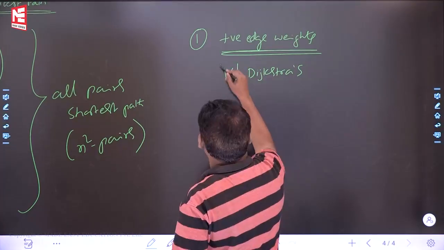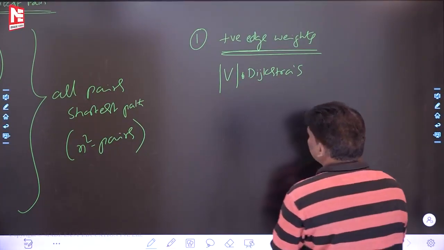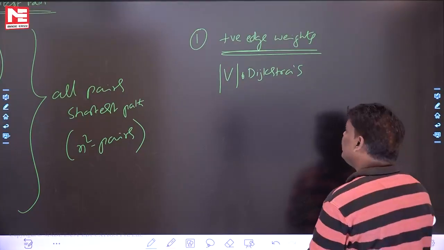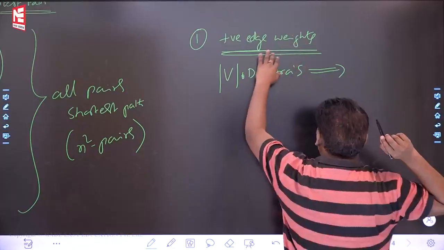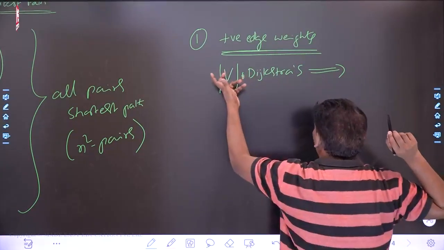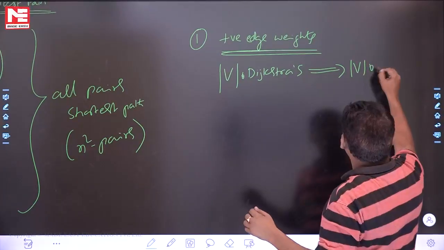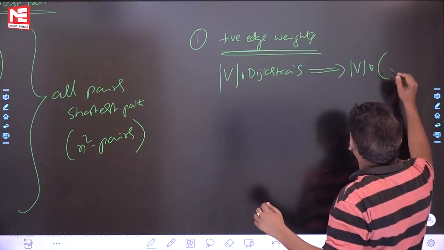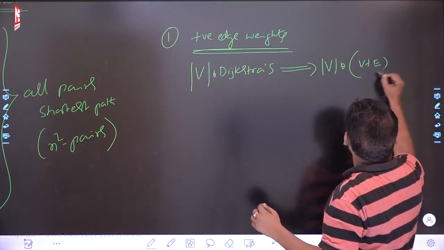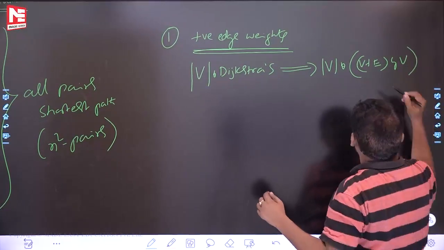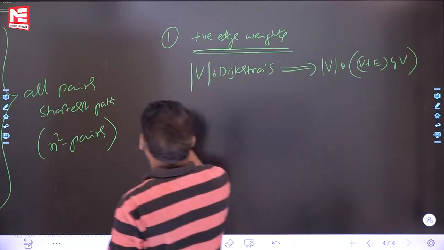Do V times. If you do Dijkstra's one time, one vertex to everywhere shortest path, do like that V times. So finally, the graph contains positive edge weights only. If you want all pairs shortest path, apply Dijkstra's V times. One time Dijkstra's using adjacency list and min heap is V plus E log V, so V times of Dijkstra's. That is one way to solve this problem.